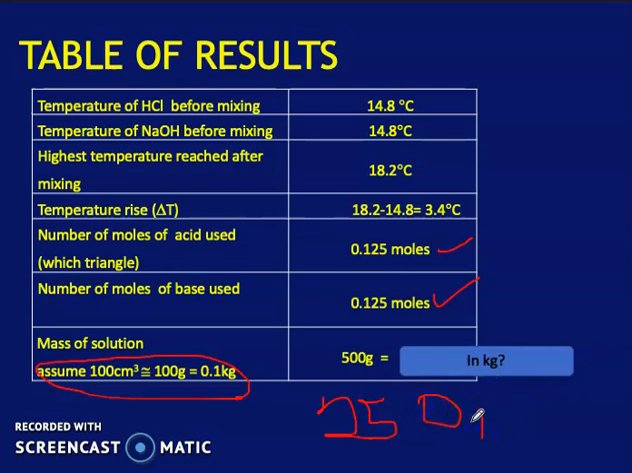Okay, so this is not going great, but God loves a trier. So that's going to give us, when we do that piece of maths, 500 grams, and to convert that into kilos, I just divided by 1000 and I now have 0.5 kg.